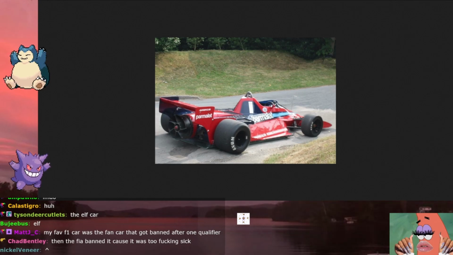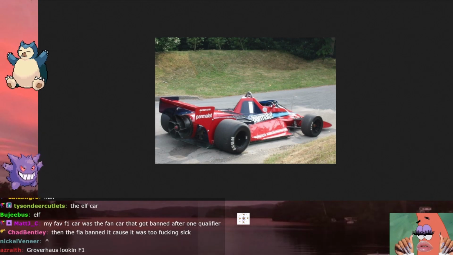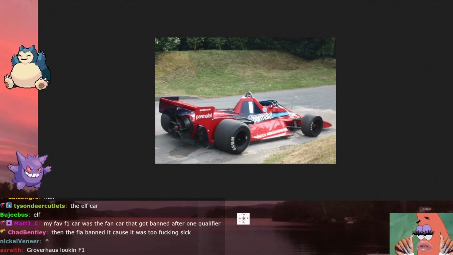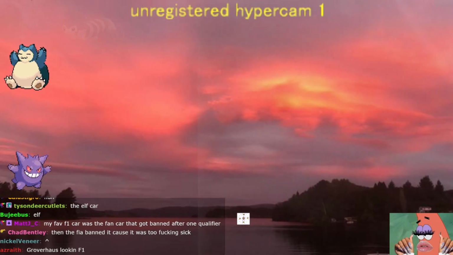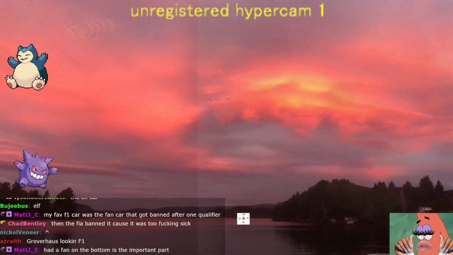Basically, this was the early days of cars figuring out ground effect, which is where you trap air underneath the car to keep the car stuck to the road. And they were like, let's just shove a big fan on the back that blows air out really fast and gives us real sick traction underneath. And they banned it pretty quick.